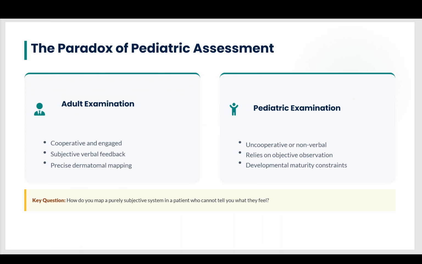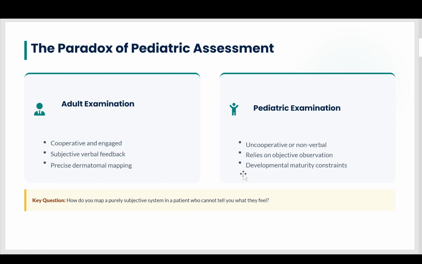So often we find that in CNS examination, the adult examination is very easy because of a cooperative adult who is able to give us very good verbal feedback to questions, and we are able to do complex tasks like dermatomal mapping or graphesthesia, etc. In pediatric patients, the situation is quite the opposite. Mostly, because of their age or their condition, they may be non-verbal and uncooperative, and most of the examination findings rely on the objective observation of the examiner.